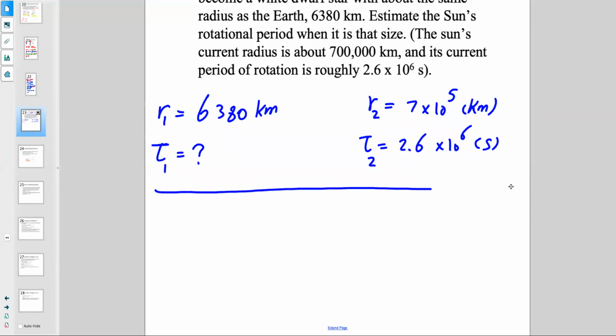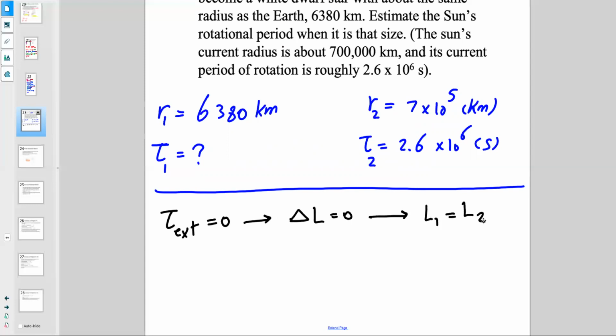Okay. So let's work on it. What are we looking for? We're looking for tau 1. Okay. So we know that there is no external torque acting on this. So since the external torque is 0, then I can say that there is no change in angular momentum, or delta L is 0. In other words, L1 should be equal to L2. So we know L is I omega, and so I omega 1 should be equal to I omega 2.